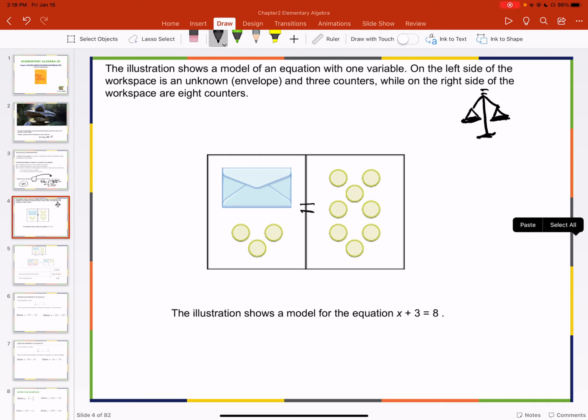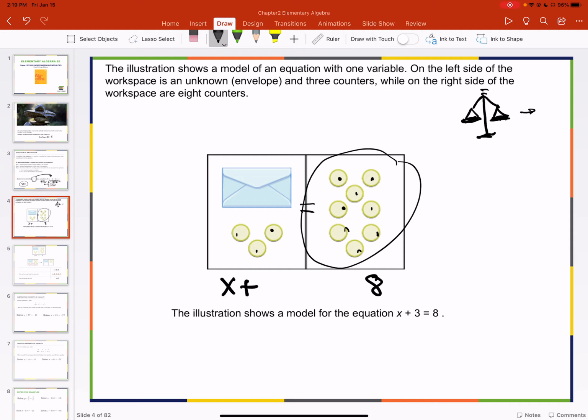Let's say you had some coins and an apple here and they were equal. If you add something to one side, it would tip it off balance. So the goal is that you maintain the equality. Looking at this, the left side has to equal the right side, but the right side has how many counters? It has 2, 3, 4, 5, 6, 7, 8 counters. On the left side, we have an envelope and 3 counters. We don't know how many are in the envelope, so we can represent that with x plus 3.